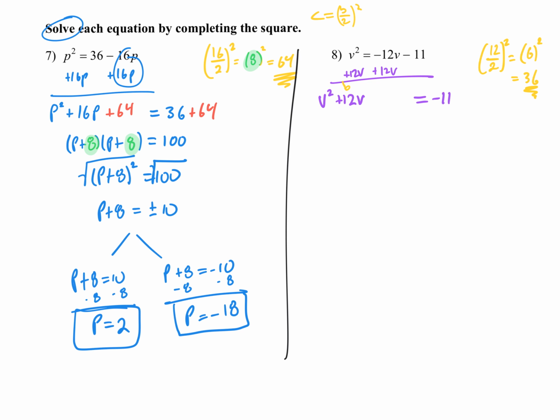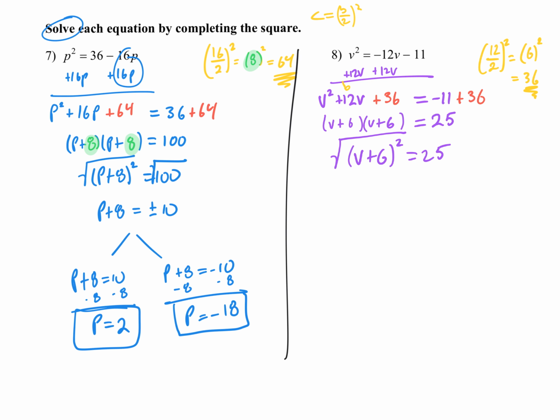So then I'm going to add it, plus 36. And what you add to one side, you must add to the other. Now this left-hand side, now that I've made it this way, it's going to factor to v plus 6 and v plus 6, because those are factors of 36 that add up to 12. Then 36 minus 11 is 25. So this is v plus 6 squared is equal to 25.